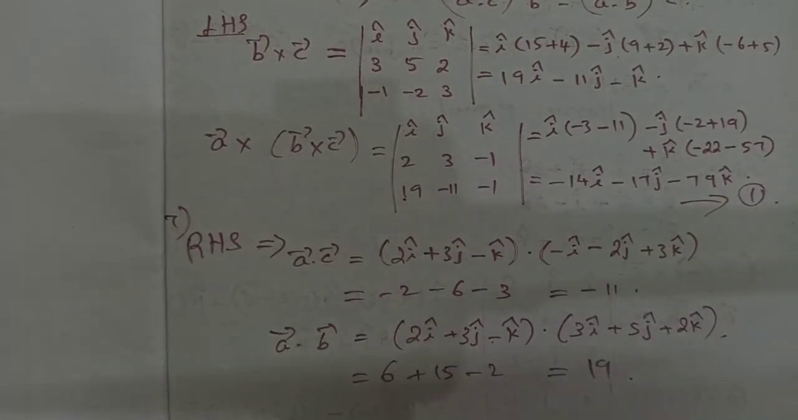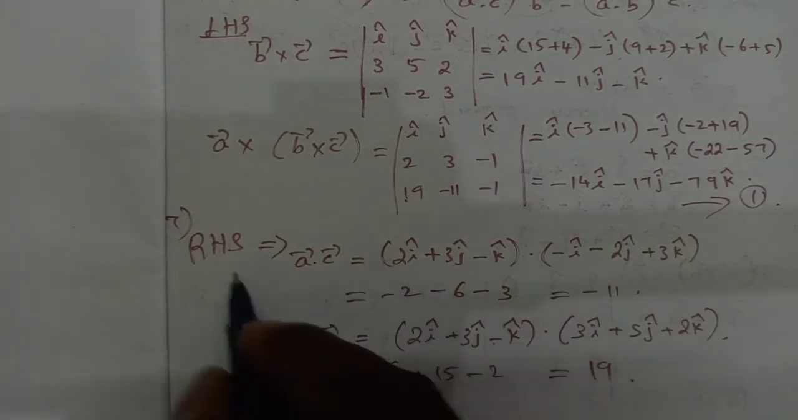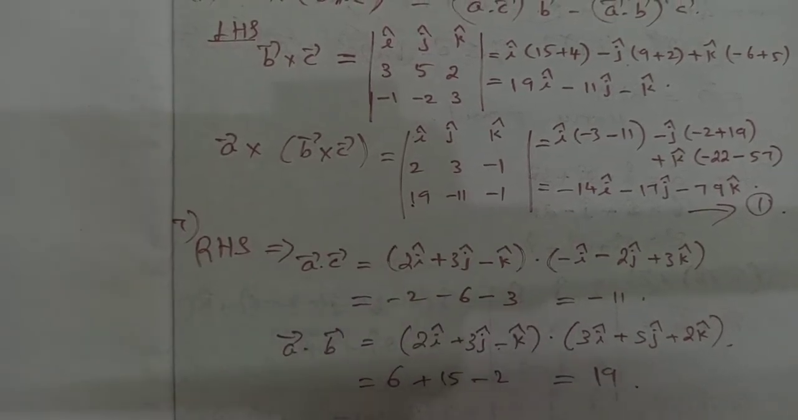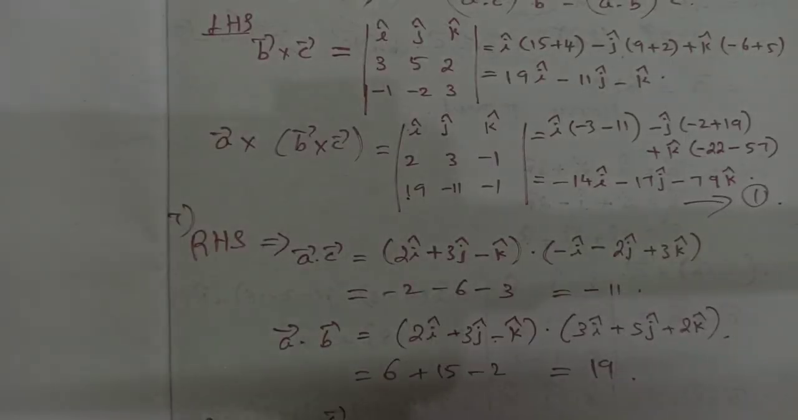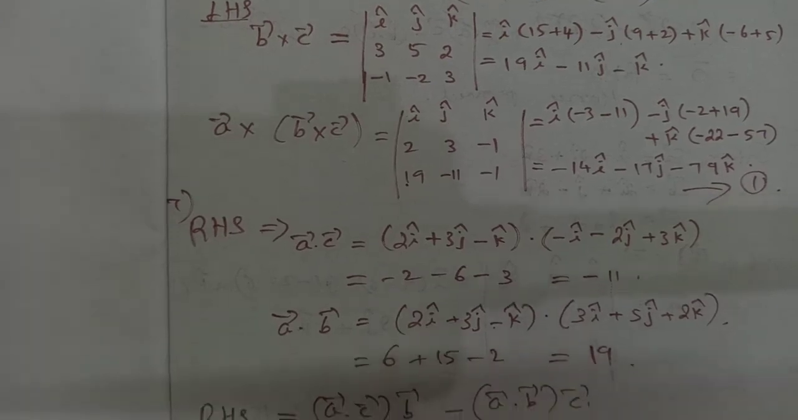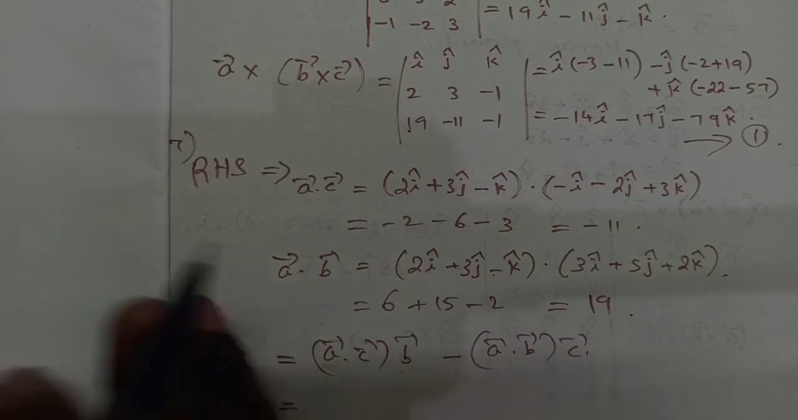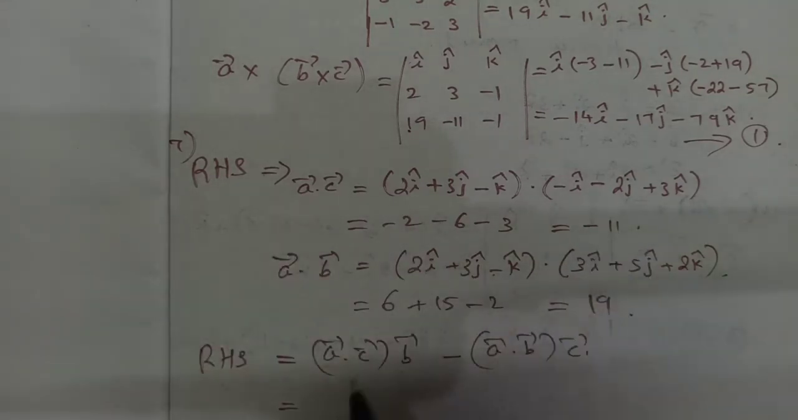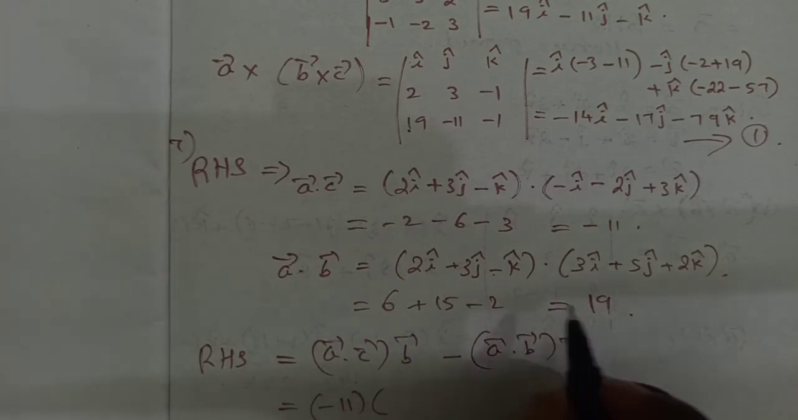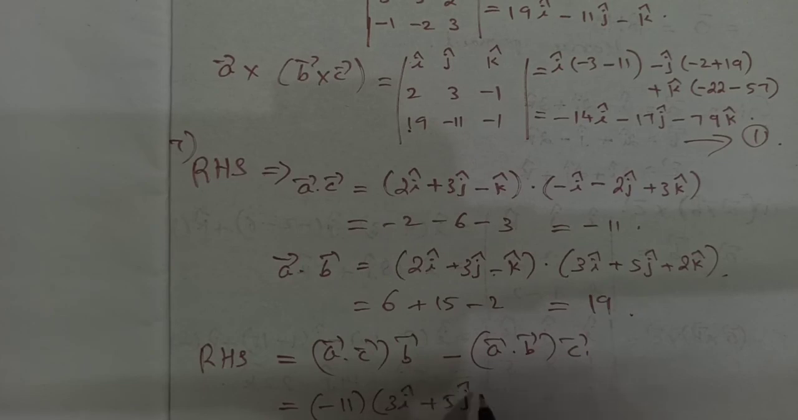Next let me substitute these values in the RHS. The right hand side is (A vector dot C vector) into B vector minus (A vector dot B vector) into C vector. We have found the values: minus 11 for A dot C, into the B vector value, 3 i cap plus 5 j cap plus 2 k cap. Next minus A dot B, which is 19, into the value of C vector, minus i cap minus 2 j cap plus 3 k cap.